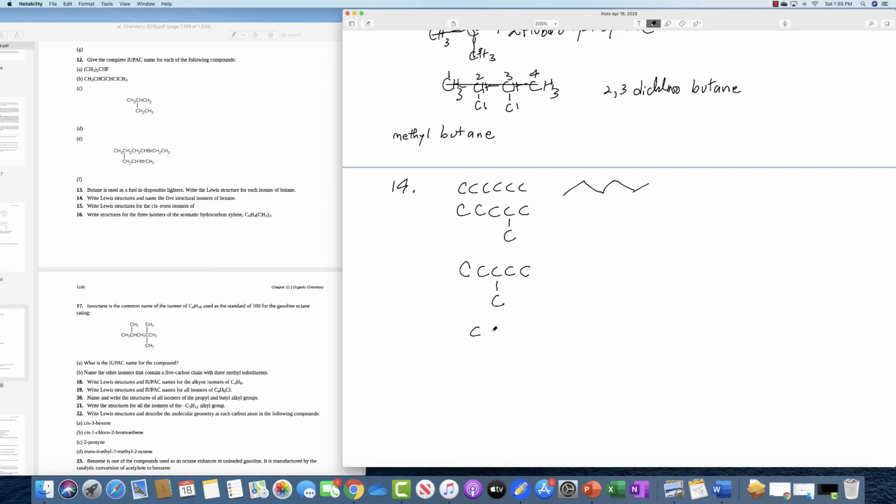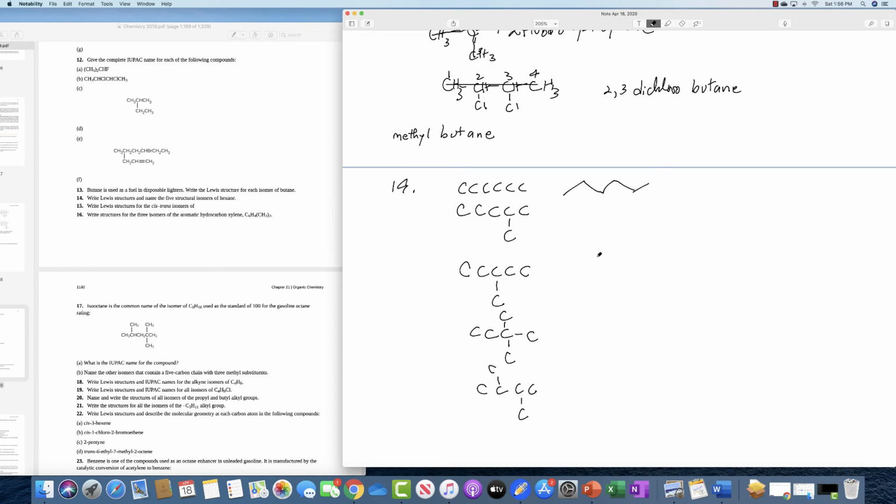But you can do 1, 2, 3, 4 and put a C here and a C here. Okay? I don't know why that changed into a circle. It's not supposed to be a circle. So that's another one. And then the last one is 1, 2, 3, 4. Put a C up here and a C down here. Or you can put them beside each other, it doesn't matter. So there's your 5 isomers.